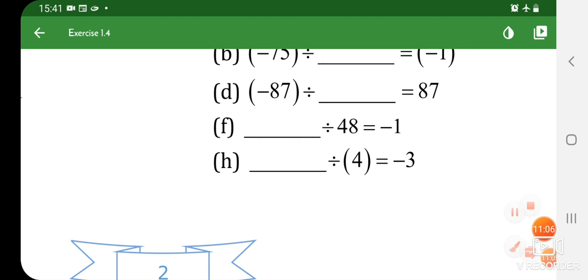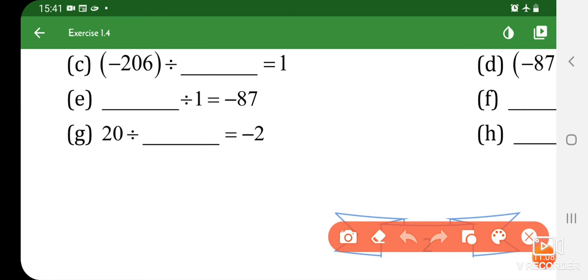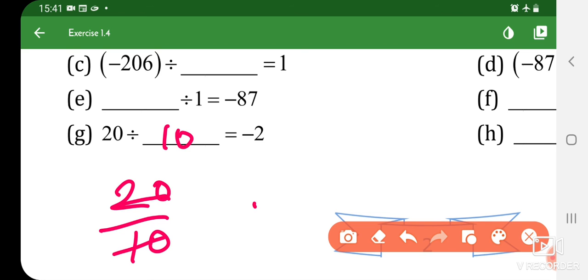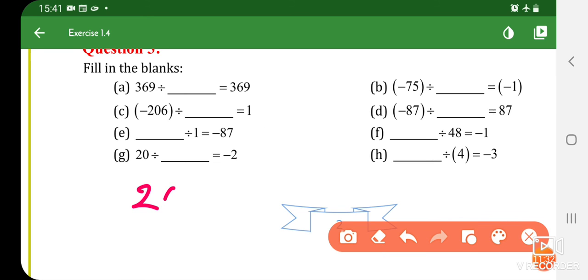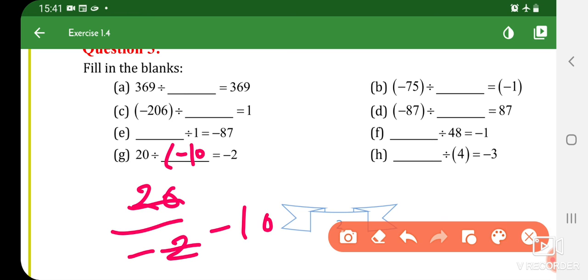Now next, 20 divided by which number do we get minus 2? So 20 divided by 10, we get the answer 2. When the number is minus 10, that time we get minus 2. That means the answer is minus 10. Okay. Now we also find 20 divided by minus 2. So that answer we get is minus 10. So this is also a required answer.